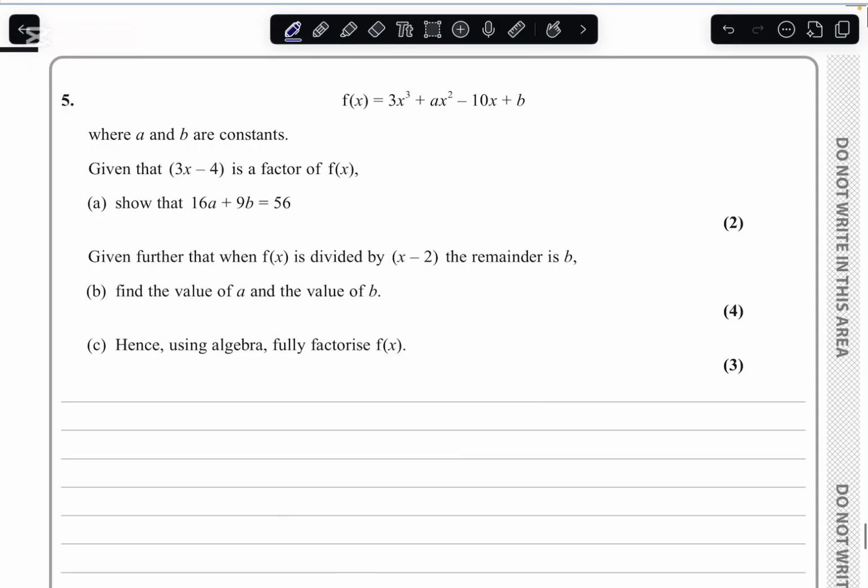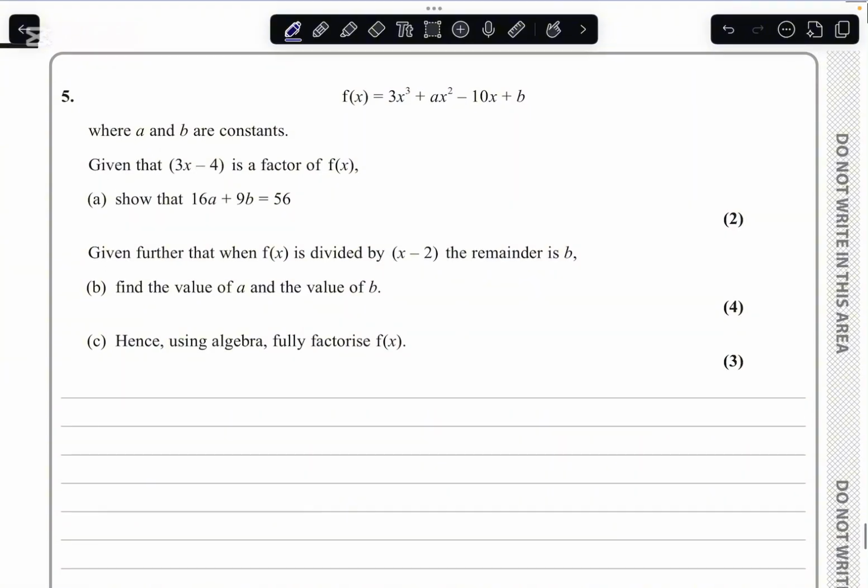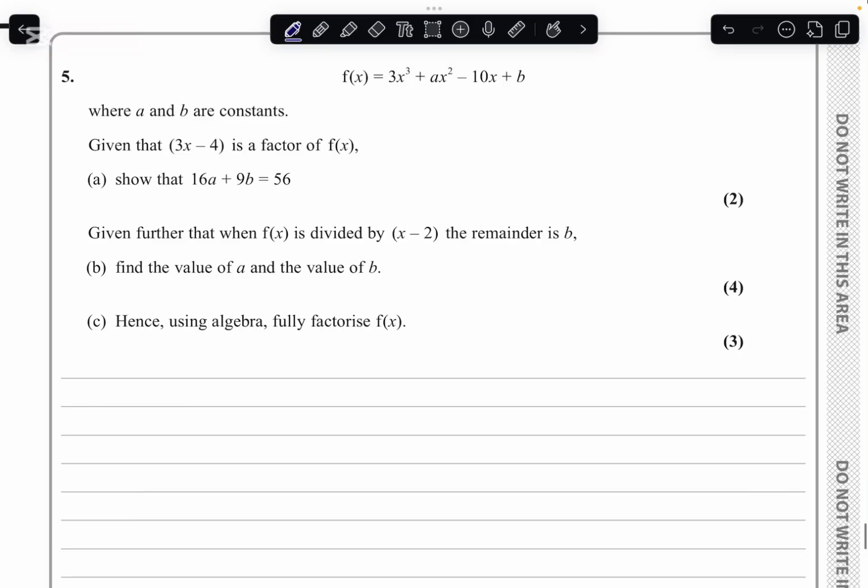Question 5. We are given a function f of x equals 3x cubed plus ax squared minus 10x plus b. A and b are constants. And given that 3x minus 4 is a factor of f of x, we need to show that 16a plus 9b is equal to 56. That is simple. We need to show, since it's a factor, it leaves us with a remainder of 0 when we put the x to be this.